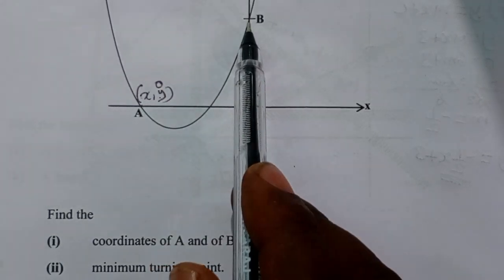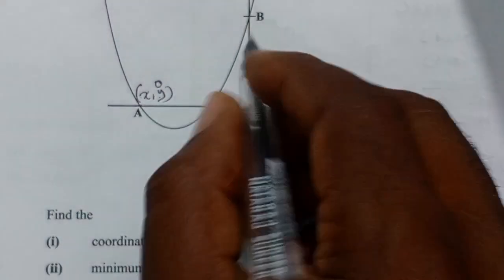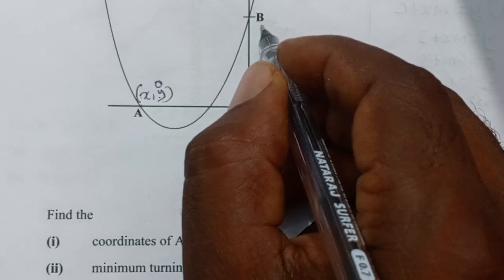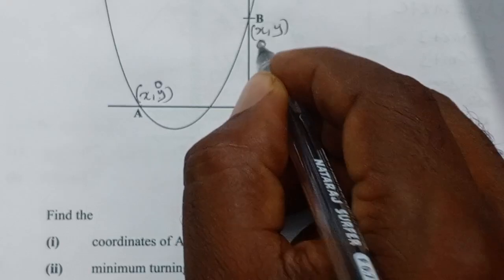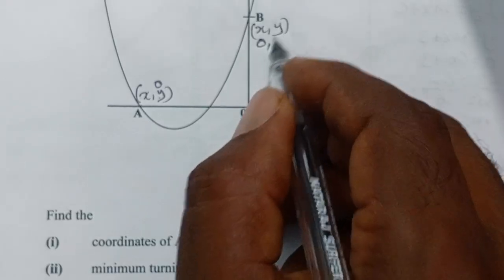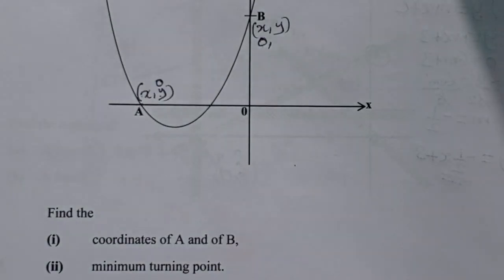Then at point B, on the y-axis, x is 0. Remember that a coordinate is x, comma y. So on the y-axis, x is 0. So what is y when x is 0?